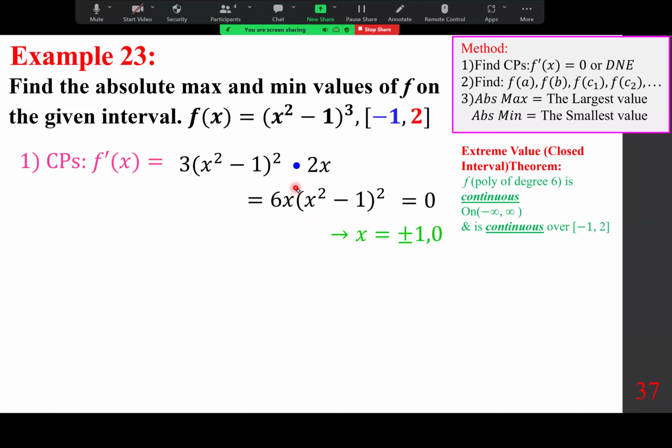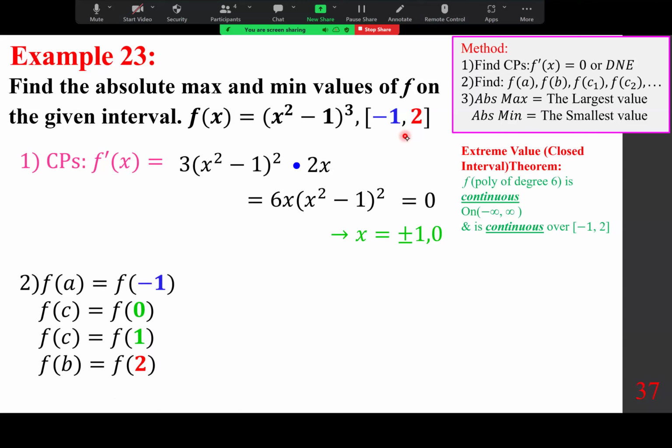So you have to evaluate the original function at whatever you can. These are the 2 endpoints. So negative 1 is one of them, no worries. Is positive 1 in between? Yes. Is 0 in between? Yes. So let's evaluate. Negative 1 is considered one of the endpoints. 2 is another endpoint. 0 is a critical point, and 1 is a critical point. By the way, negative 1 is both a critical point as well as an endpoint.